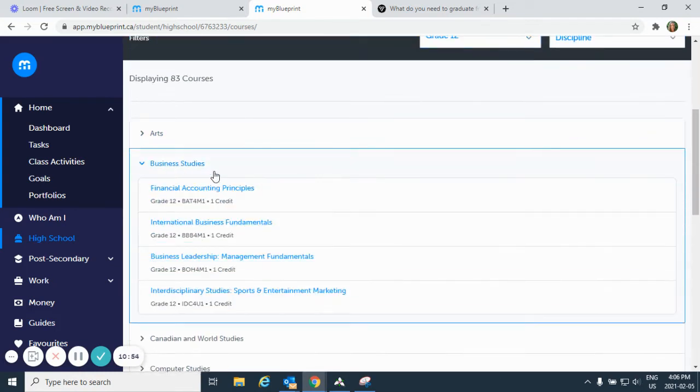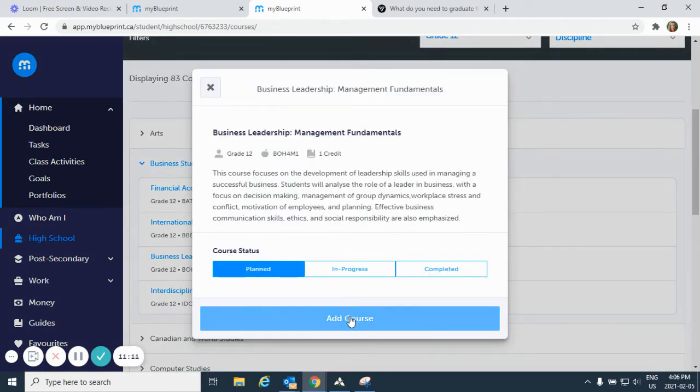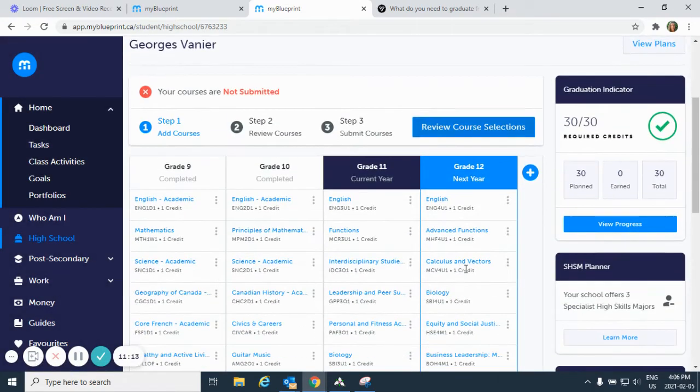Let's check out courses in the business department. There's grade 12 accounting, grade 12 international business, business leadership, or sport and entertainment marketing. I'm actually really interested in business leadership. I'm going to add this course to my plan.